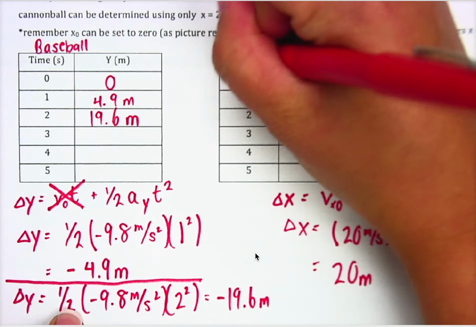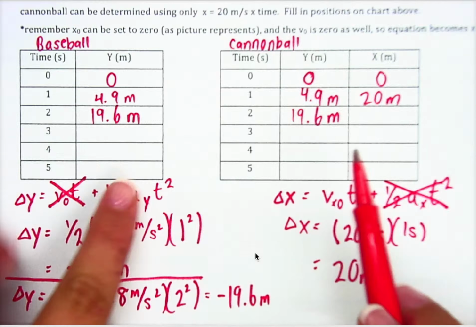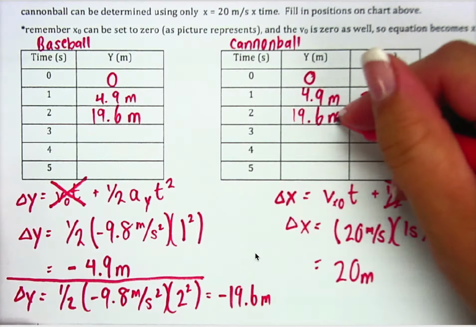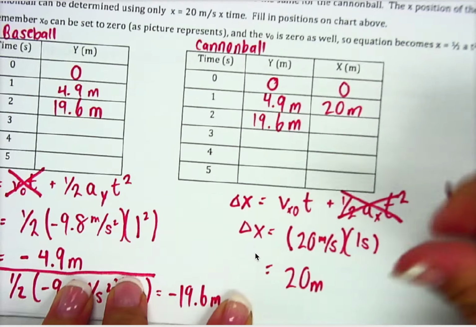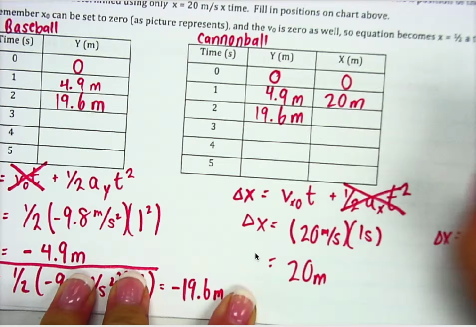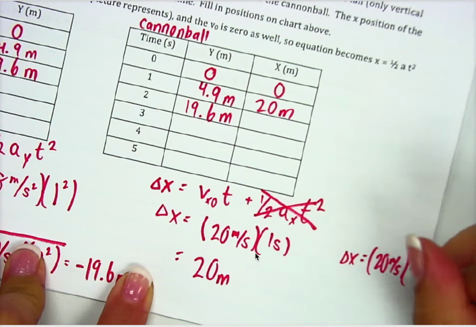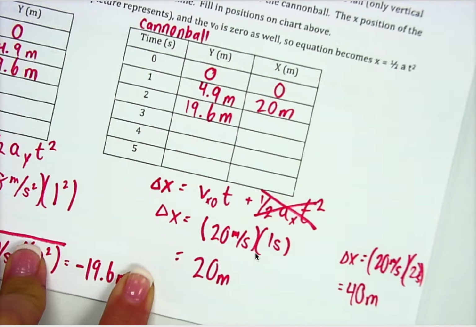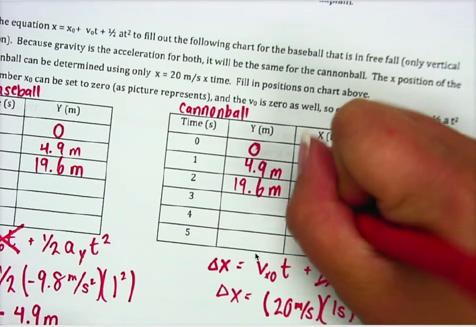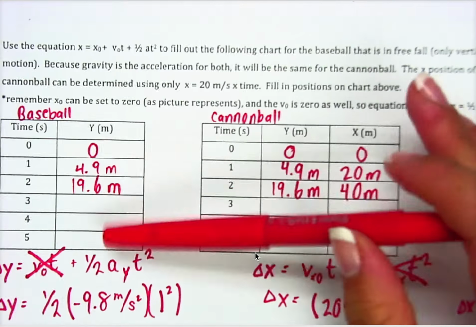Okay, this is the chart for the cannonball. They're the same. Now the cannonball also traveled across. So it's x, do it over here on the side, delta x equals 20 meters per second times 2 seconds, so 40 meters, okay, which makes sense. It's going to travel the same distance across each second. So we have 19.6 meters and 40 meters.